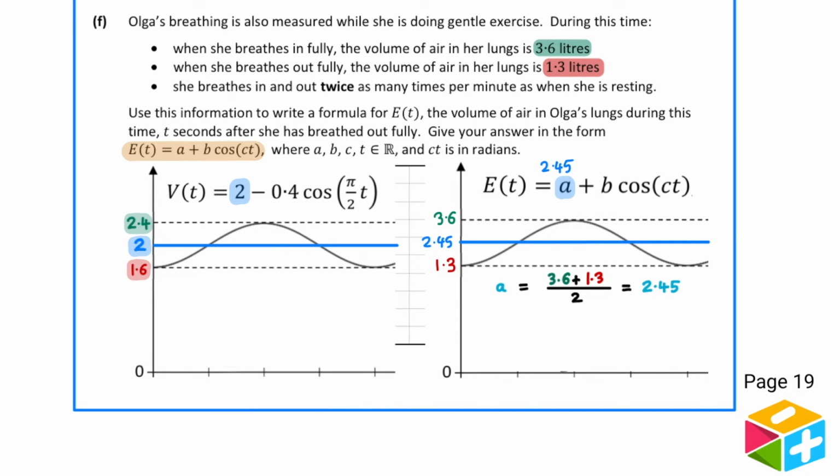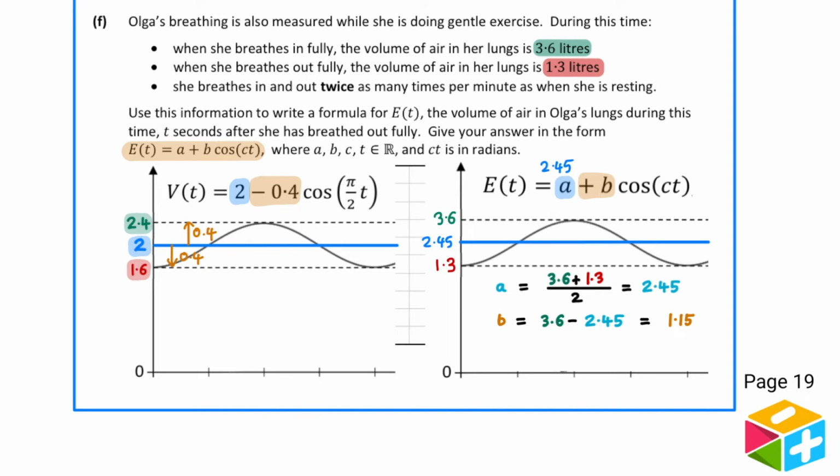Turning our attention to B, if we look at V of t, we have a minus 0.4 in this slot. So, what does this correspond to? Well, in our graph, 0.4 is the distance between the midpoint to one of the extremes. In other words, the distance from 2 to 1.6 is 0.4, and also the distance from 2 to 2.4 is 0.4.